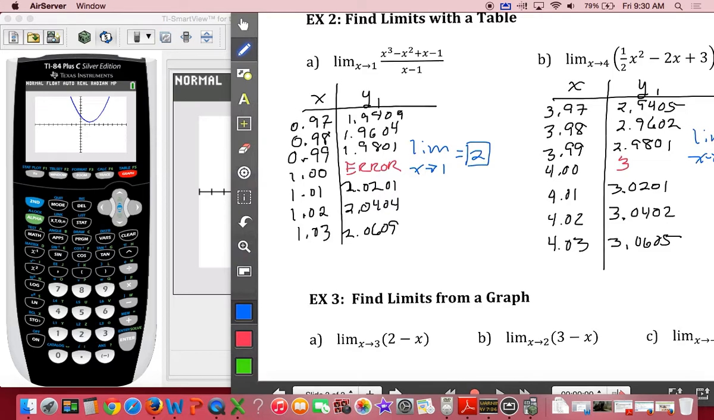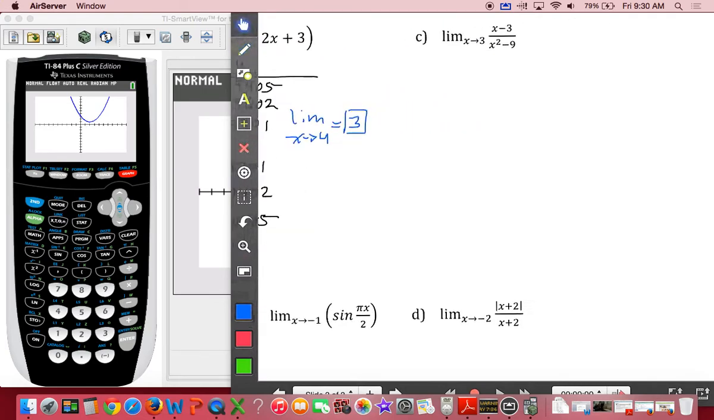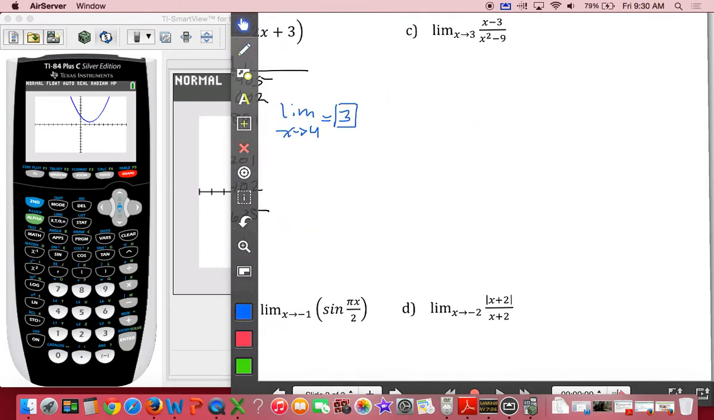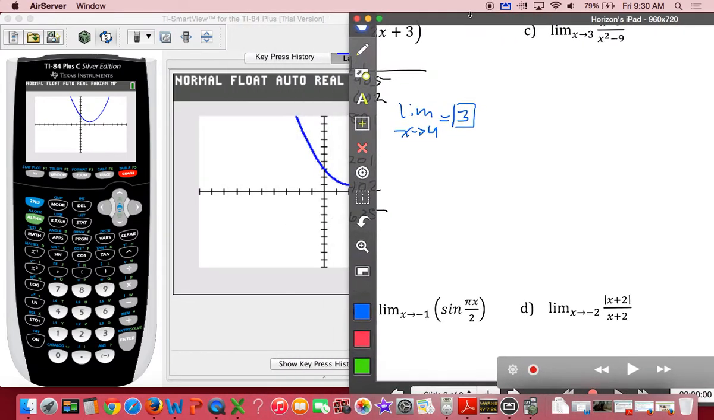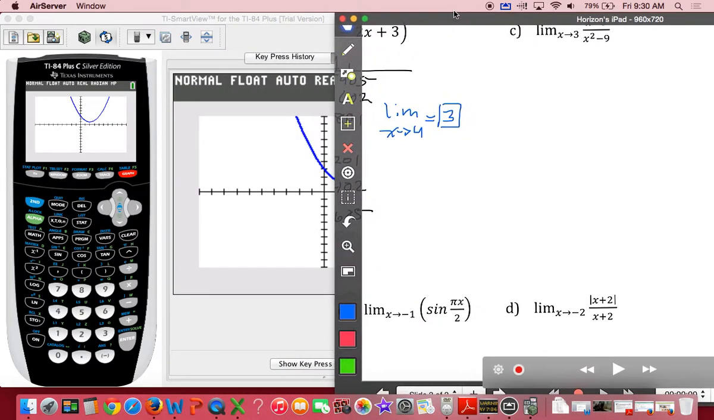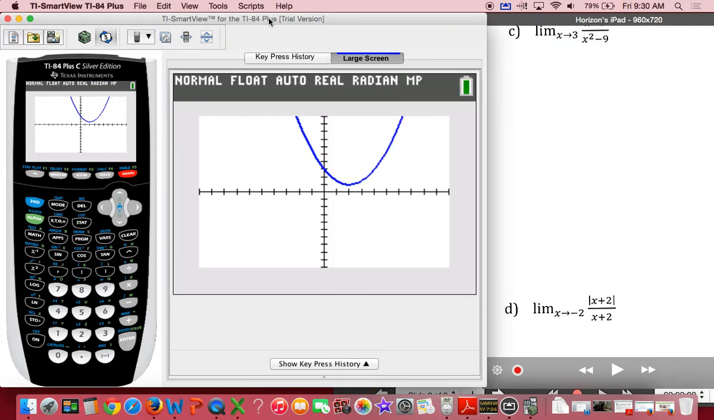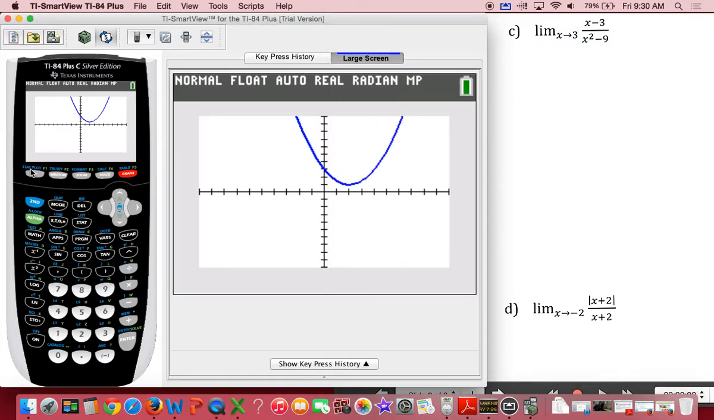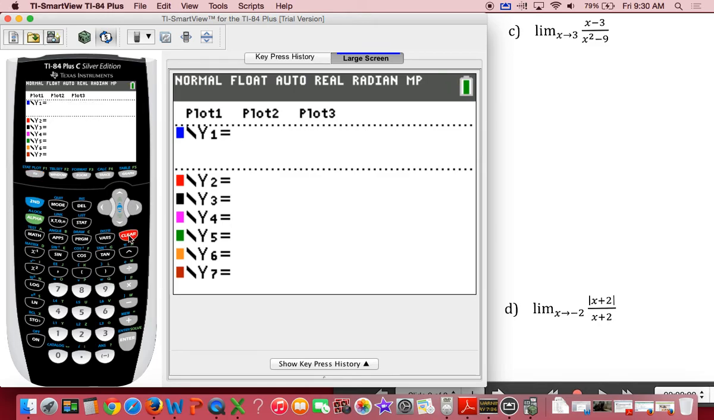All right, so let's do the last one with tables, which is C. Let's move this back over. So for this one, we're going to plug in to y equals our new function, which is (x minus 3), use parentheses, divided by (x squared, whoops, parentheses, minus 9).